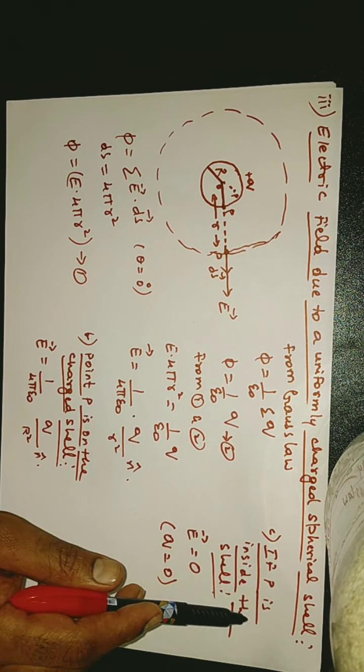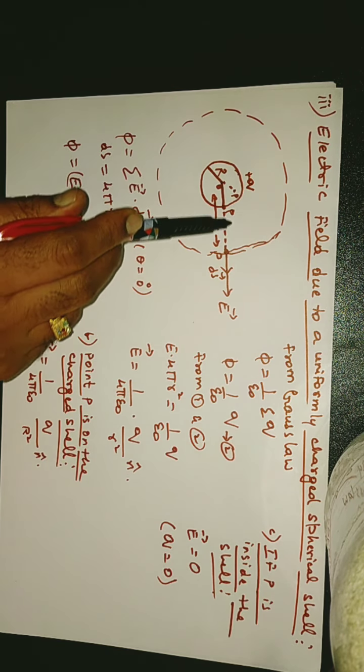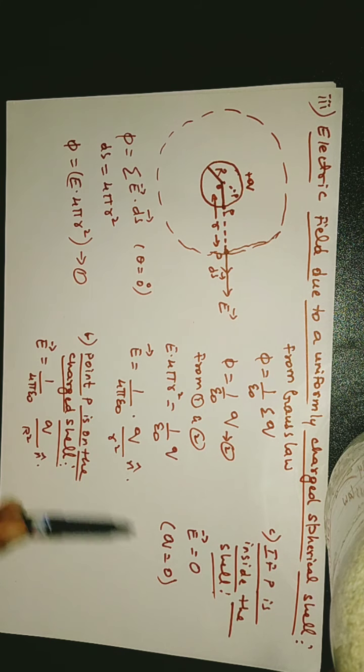On the other hand, if the point P is inside the shell, the electric intensity will be 0, because you know that charges always reside on the outer surface of the conductor. Hence Q will be 0 inside the conductor. Hence electric field will also be 0.